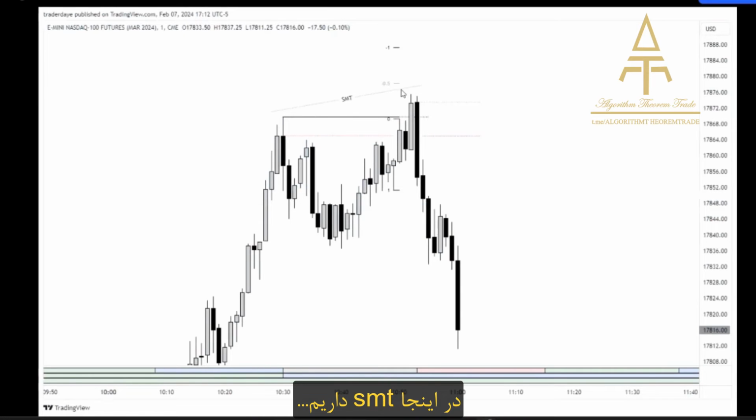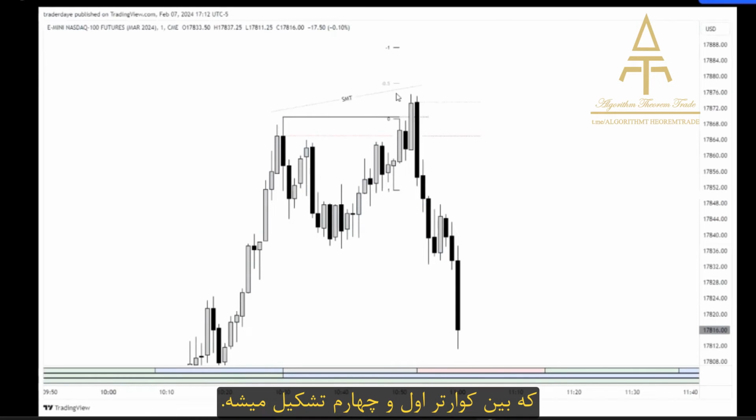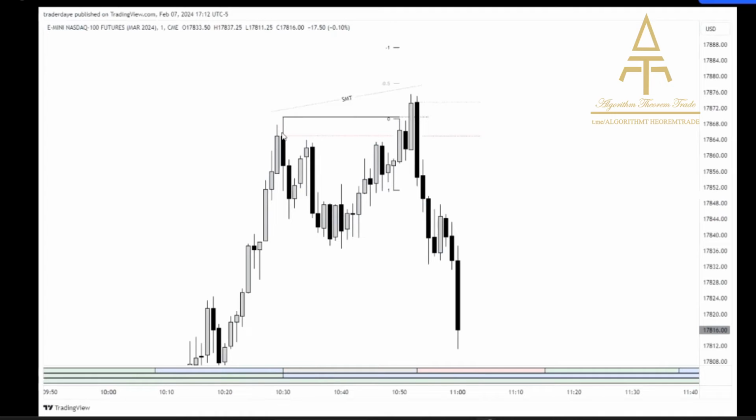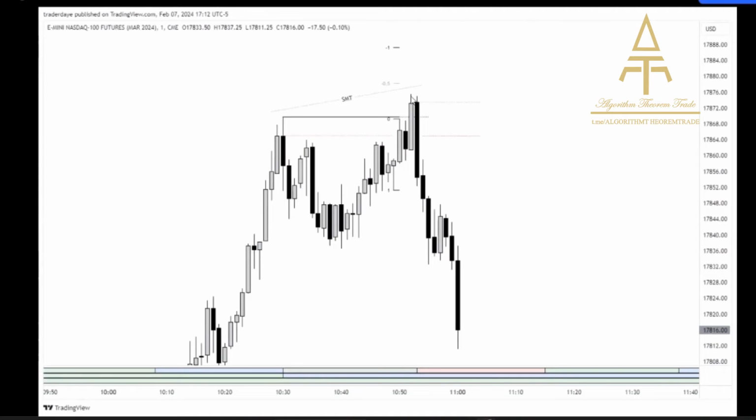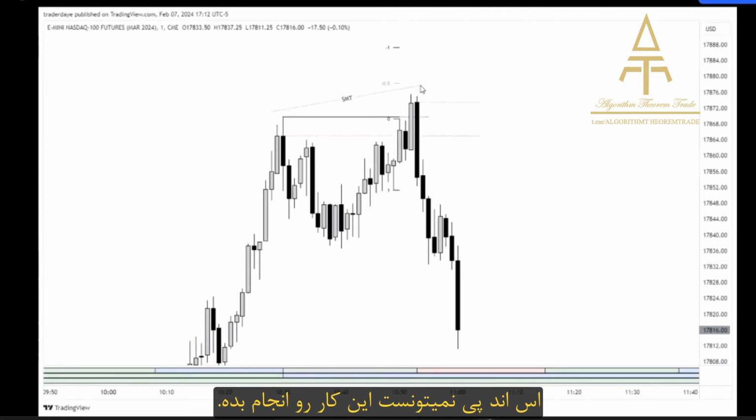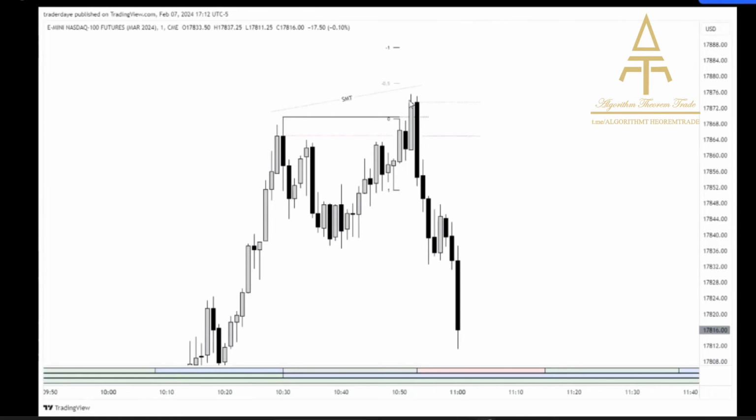We have SMT forming between Q4 and Q1, right? So right here, when we had price take out this high, the S&P 500 was failing to do this. It could not do this, right?